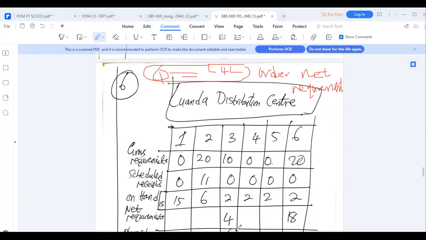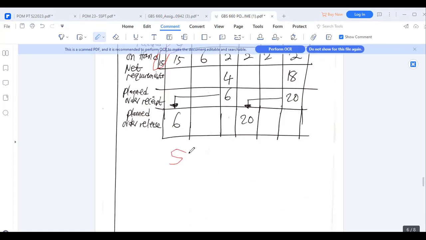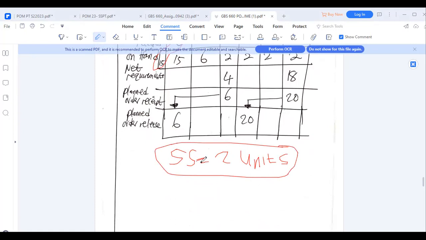All right. So here we're simply saying we are ordering the net requirements. Meaning that the opening stock was 15, 15 plus 0 minus, and the safety stock here was what? Safety stock was 2 units, meaning that inventory should not fall below the 2 units.